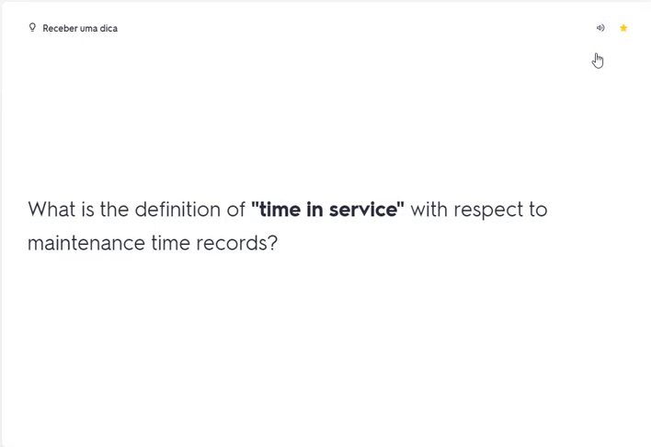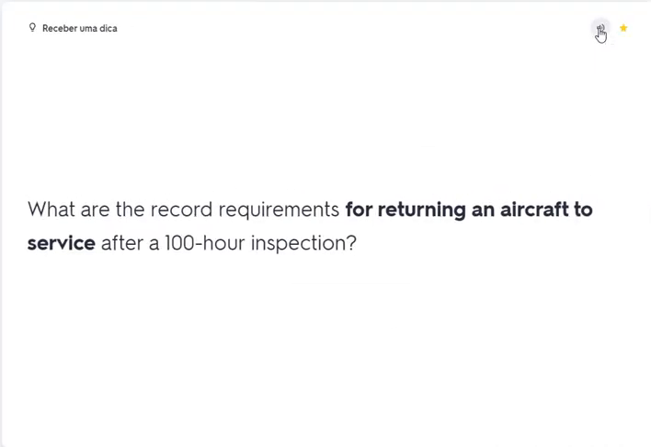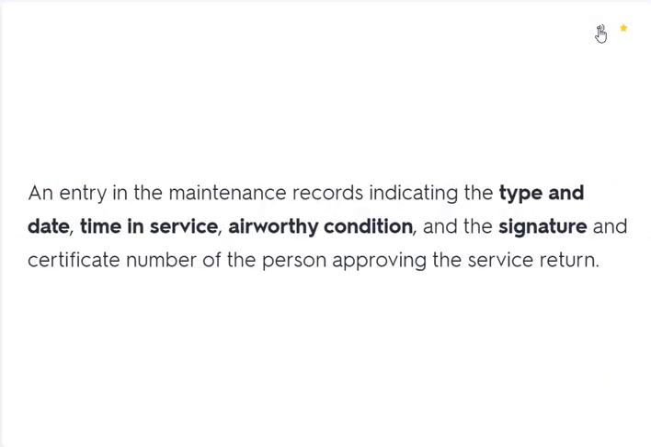What is the definition of time in service with respect to maintenance time records? The time between takeoff and landing. What are the record requirements for returning an aircraft to service after 100-hour inspection? An entry in the maintenance records indicating the type and date, time in service, airworthy condition, and the signature and certificate number of the person approving the service return.